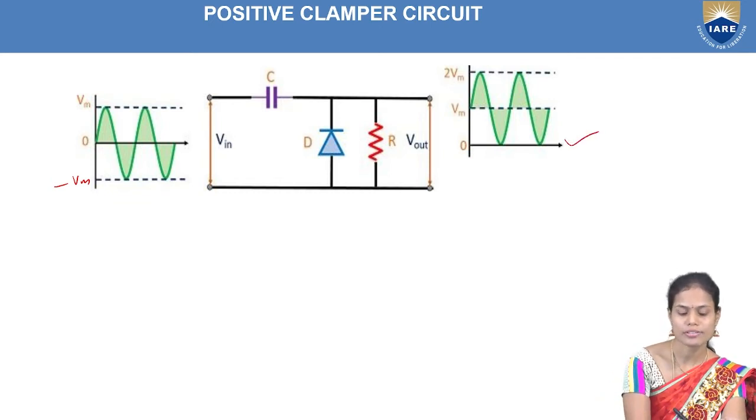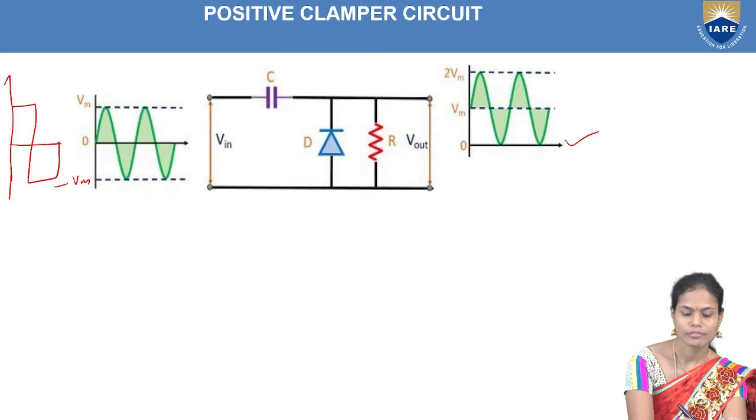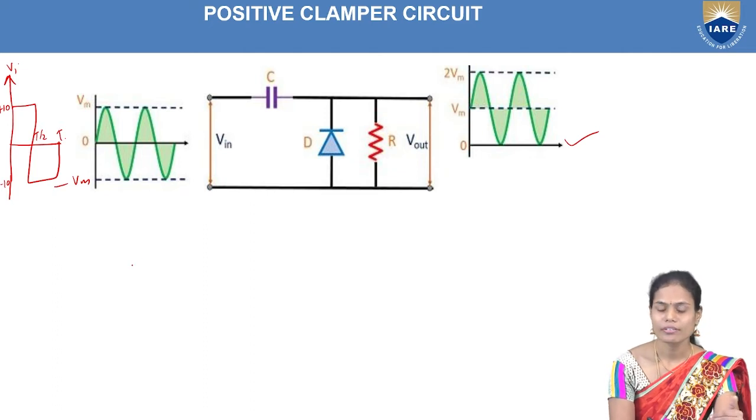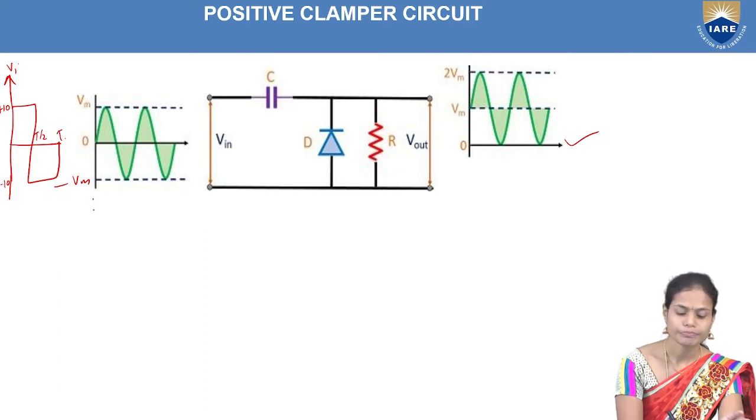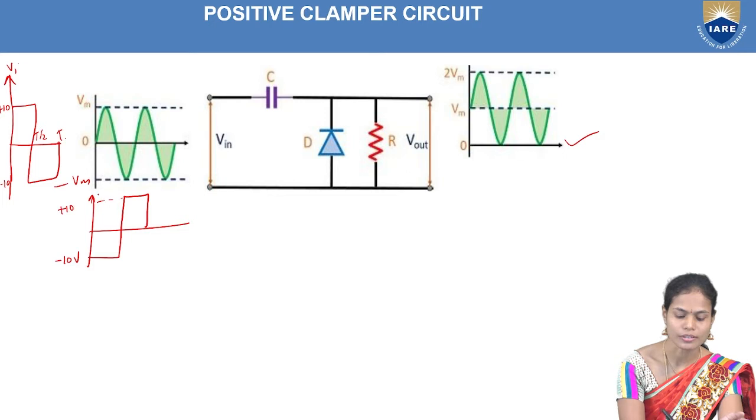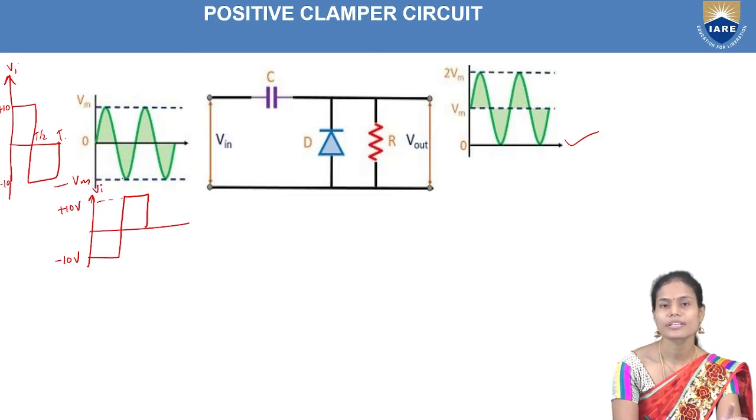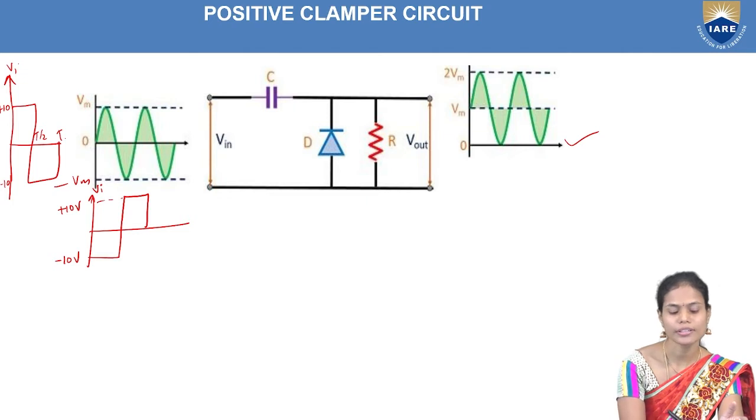So again, in order to analyze this circuit, I am taking the square wave for easy understanding. Plus 10, minus 10, T by 2 to T. So again, for analysis purposes, I am considering the negative half cycle first and the positive half cycle next. This is for easy analysis. We can also take the positive cycle first and the negative cycle next.